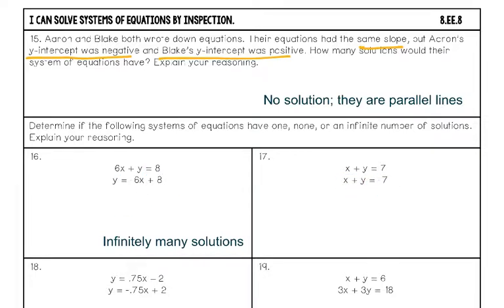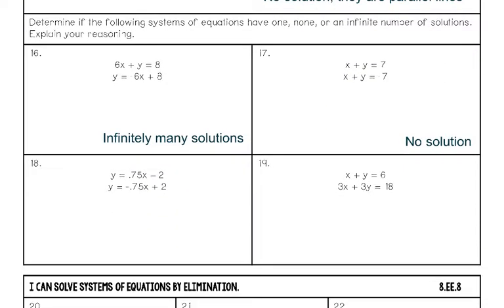I see x plus y equals 7 and x plus y equals negative 7. That's not possible. There's nothing I could put in for x and y that would make them equal different numbers. So for this one, there'd be no solution. And again, the inspection method just means that I can tell that just by looking at it and using logic. Let's look at number 18.